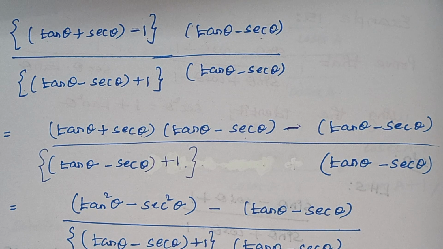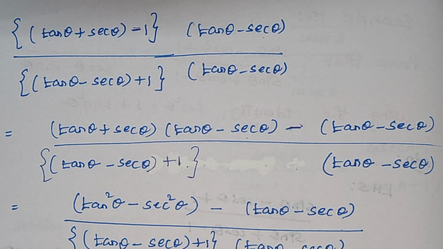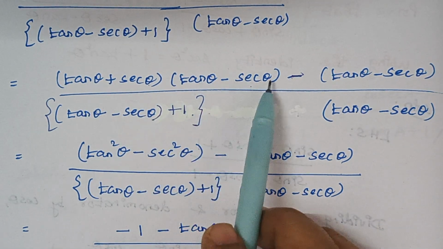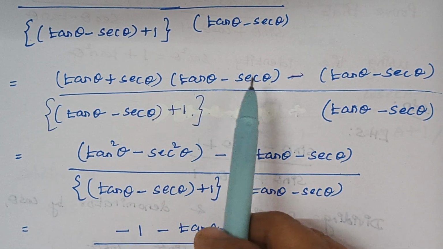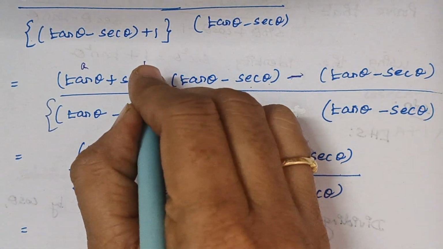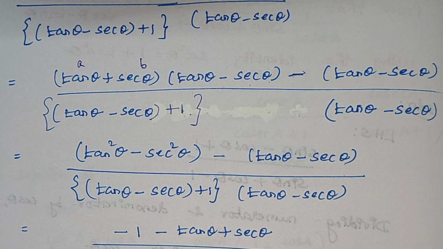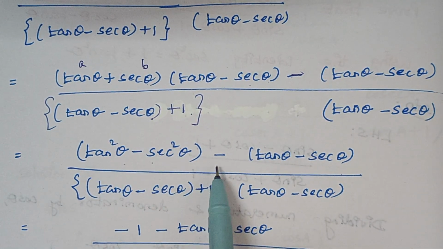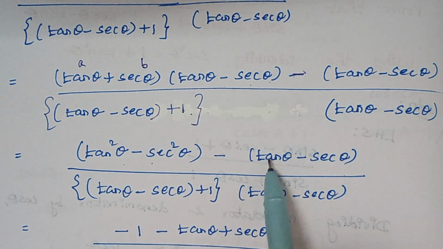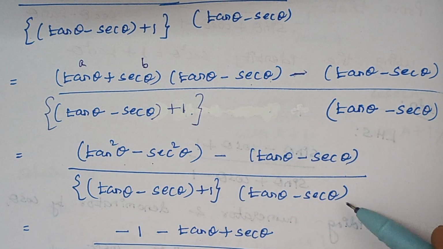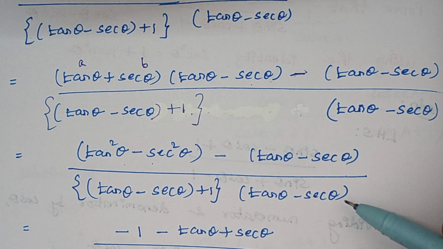Now this is of the form (a plus b) into (a minus b), so we can write it as a square minus b square. In the place of a I have tan theta, in the place of b I have secant theta. Therefore tan square theta minus secant square theta, and this minus tan theta minus secant theta as such, and again we are writing the denominator term as such. We are not touching the denominator.